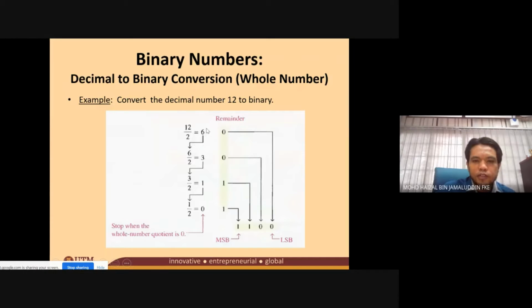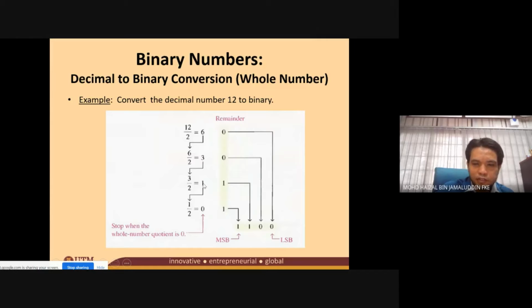So next, you have the total of 6. Again, you divide by 2. So here you have equivalent to 3. Still, you don't have the remainder, so the remainder is 0. So now you have this 3, bring back down. You divide again into 2. So now you have the equivalent to 1 with a remainder of 1. So ada baki 1.